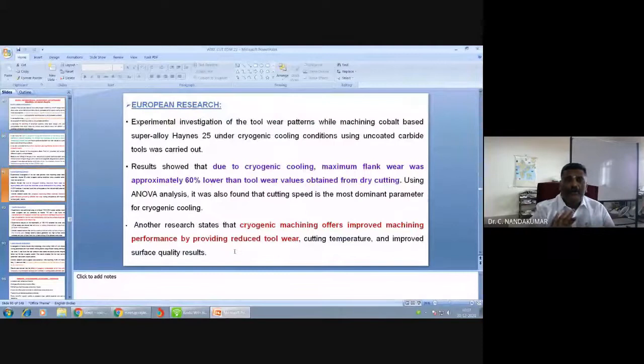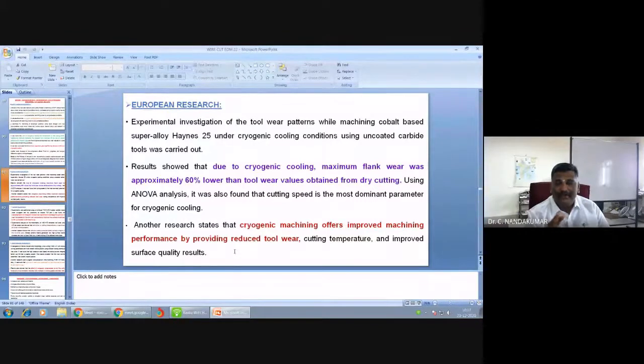And in European research, they are also conducting various machining parameters with the help of LN2. The experimental investigation of the tool wear pattern while machining cobalt-based superalloys, INS 25, under cryogenic cooling condition using uncoated carbide tools. These are carbide tools, conventional machine tools. But we discussed only the wire. Okay, that is wire EDM.